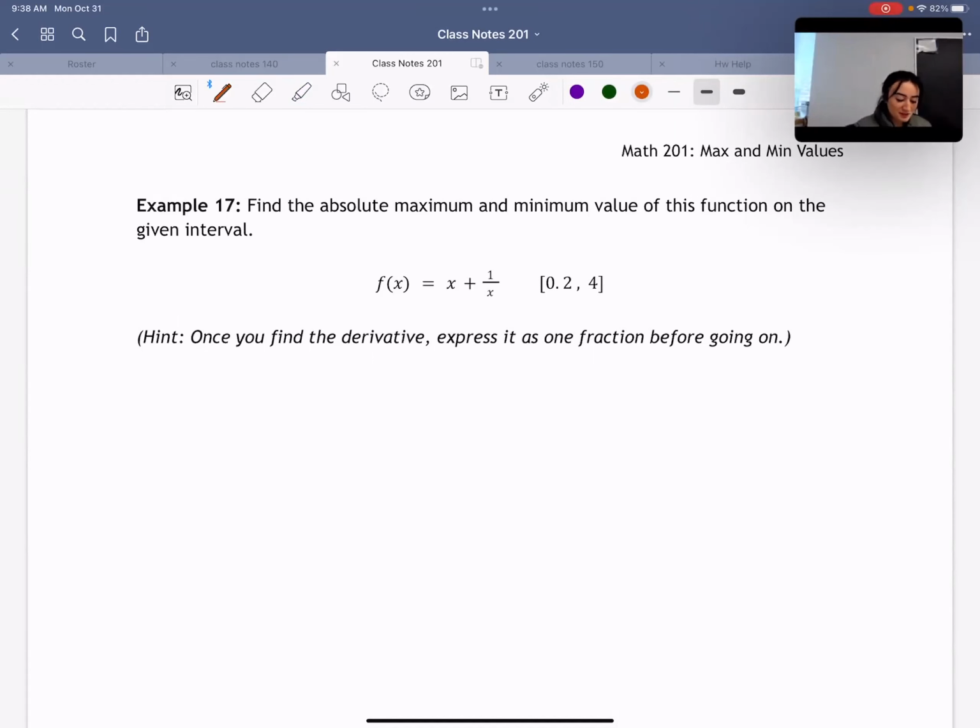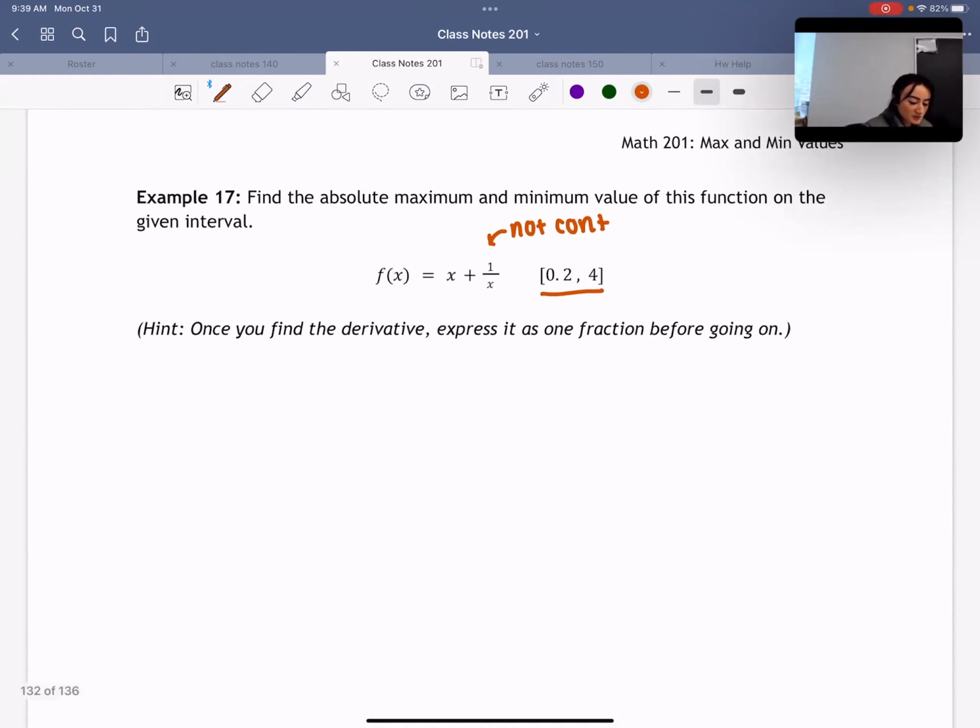First of all, this is definitely not a continuous equation, right? So why can I even use the closed interval method for this? Yeah, the interval has something to do with it, right? This is not continuous. Where is it not continuous? Yeah, at x equals 0. Okay, so why can I still do this question using the method, even though the method only applies to continuous functions?